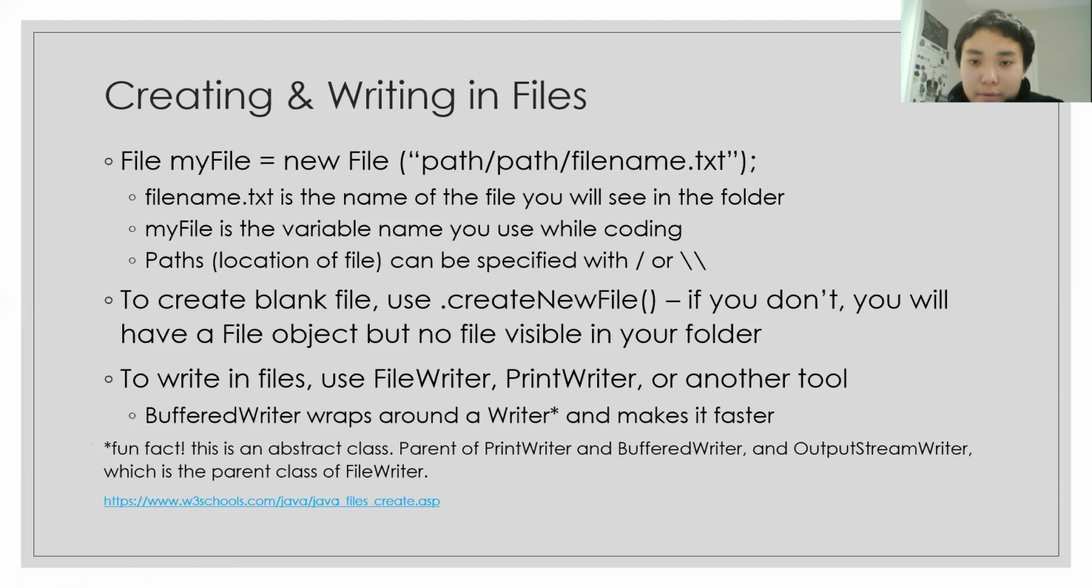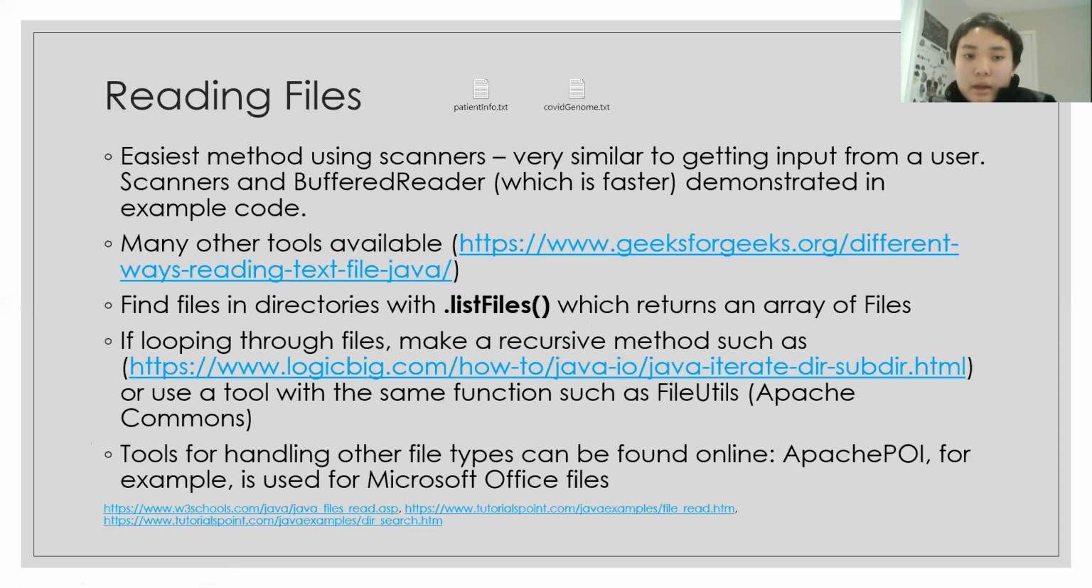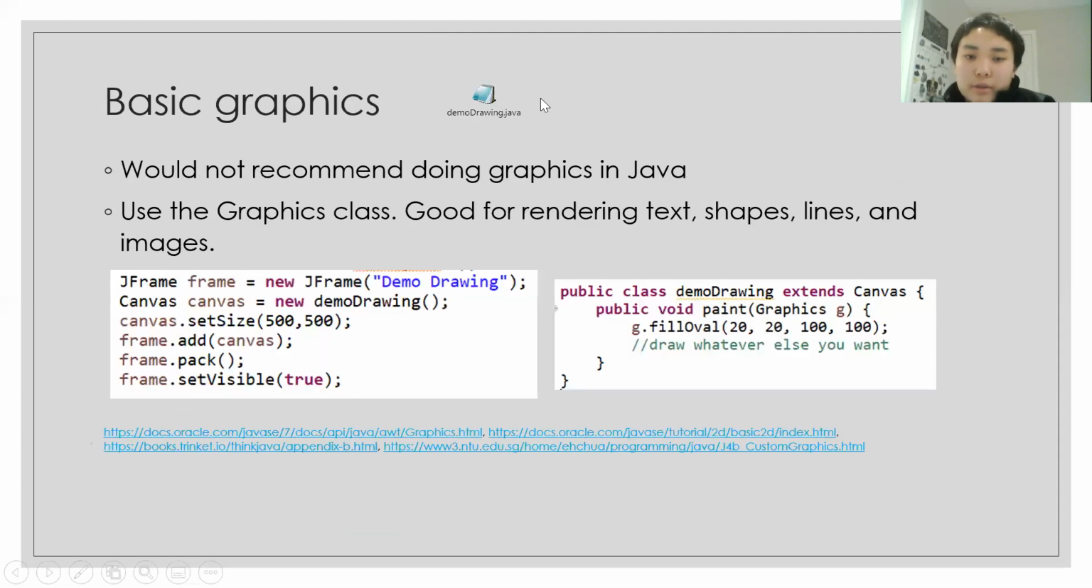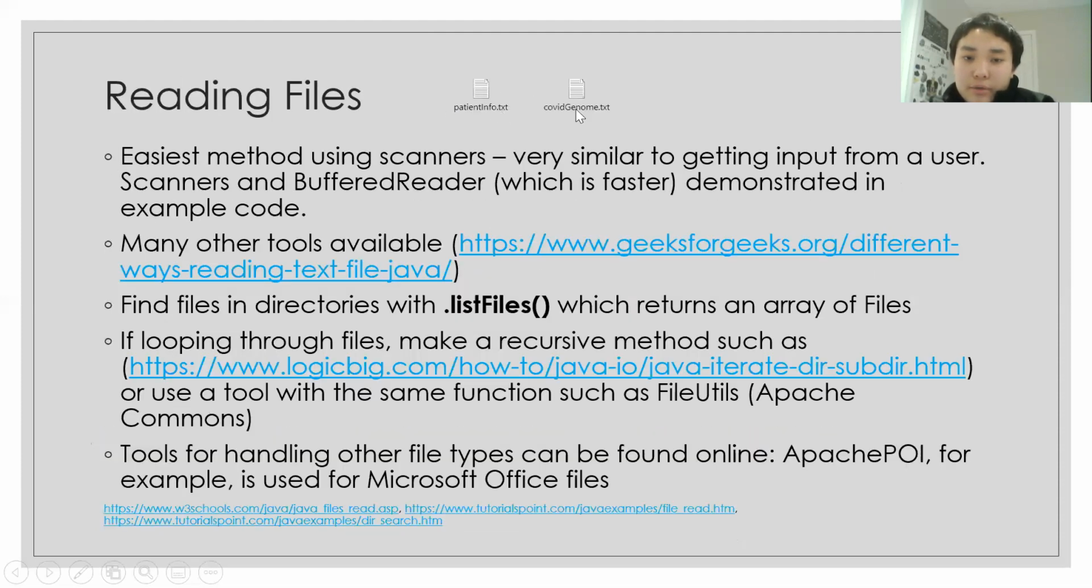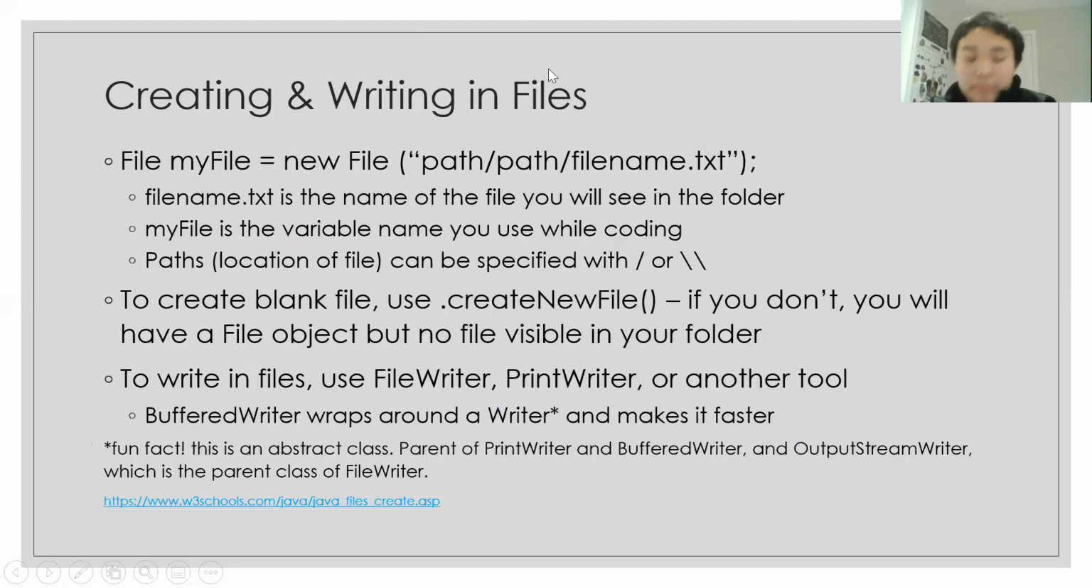I don't have additional example code attached because it's all in my main. In my reading files, I have two files named patientinfo.txt and covidgenome.txt that are attached here, which I read with my reading file program.